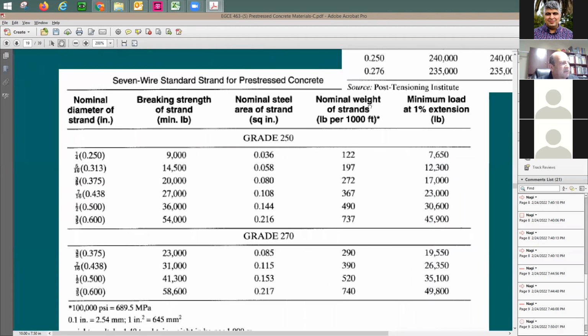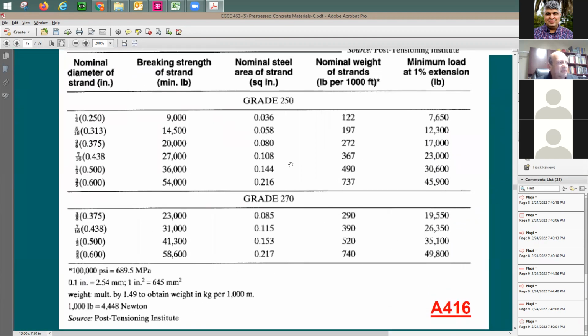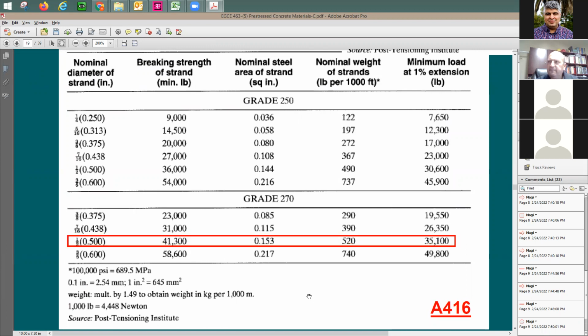Now let's look here at the 416. I have two grades, grade 250 and grade 270. Of course, I'm going to be working with 270. We mentioned this before. This is going to be our choice. And what bar size, generally speaking, would I like to use? You say either 0.5 or 0.6. Which one is more available in the market? Which one are you going to see and can specify safely? You say it's going to be this size here.